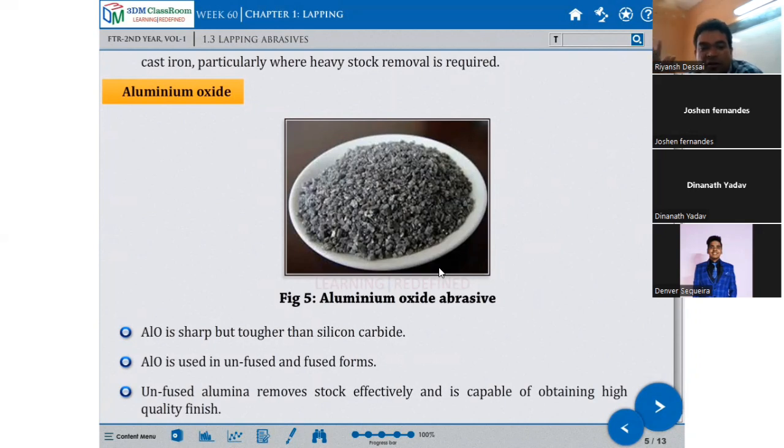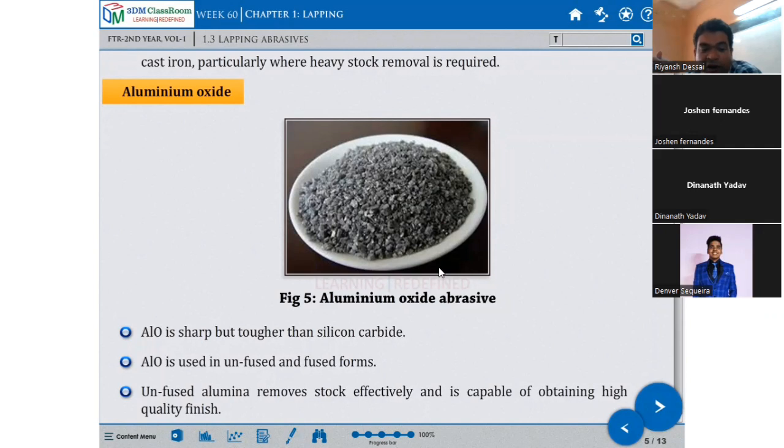But here, in aluminum oxide, what happens? It is sharp, but tougher than the silicon carbide. Aluminum oxide is used in unfused and fused form. This type of abrasive particle is used in the unfused and fused form.